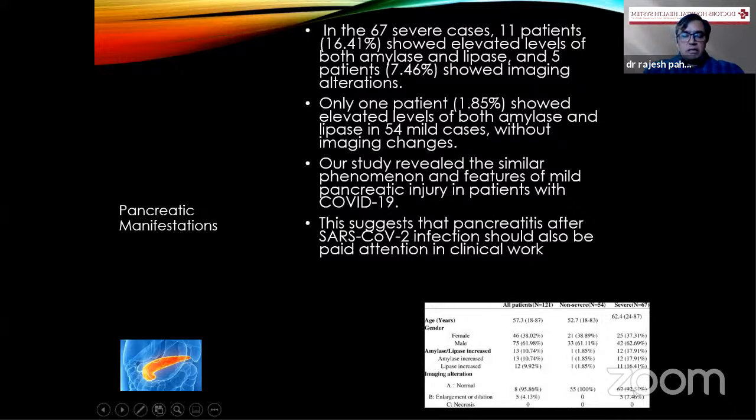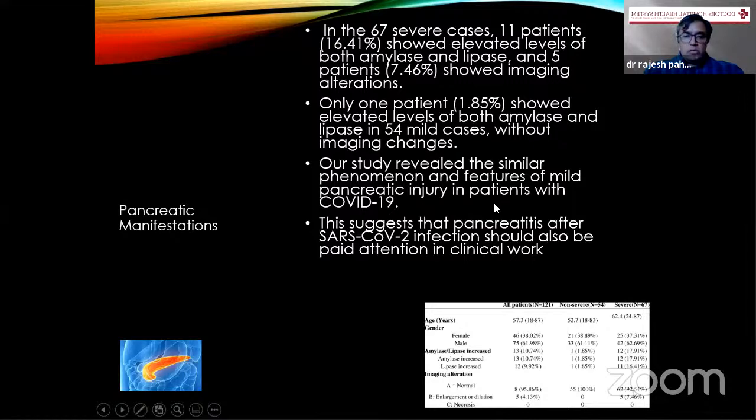There was this study conducted on 67 patients with severe COVID-19, and they found that 11 patients had elevated levels of both serum amylase and lipase, and 5 of these patients also showed imaging alterations. Whereas in mild COVID disease, only one patient had both amylase and lipase elevated, that is 1.85% of the patients, which constitutes 54 cases, without any imaging changes.